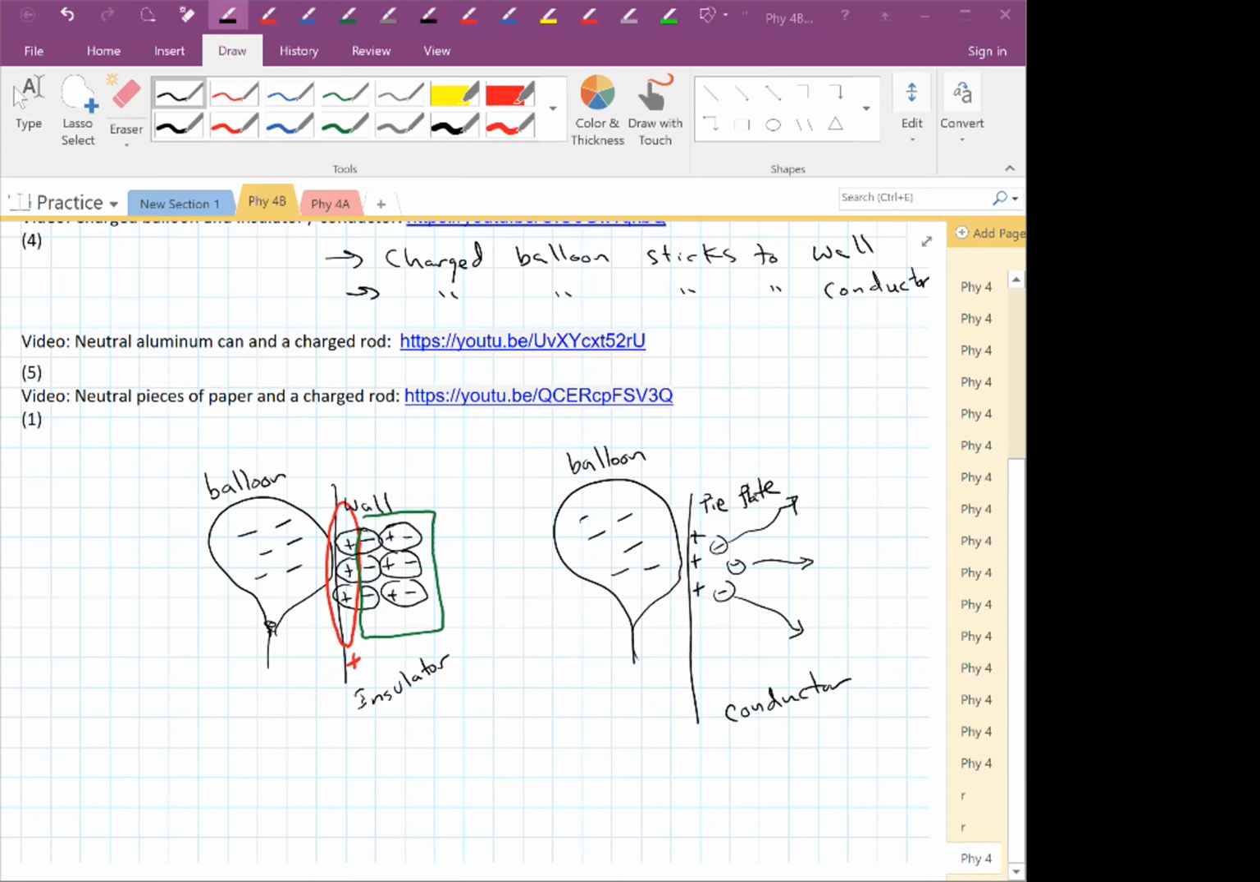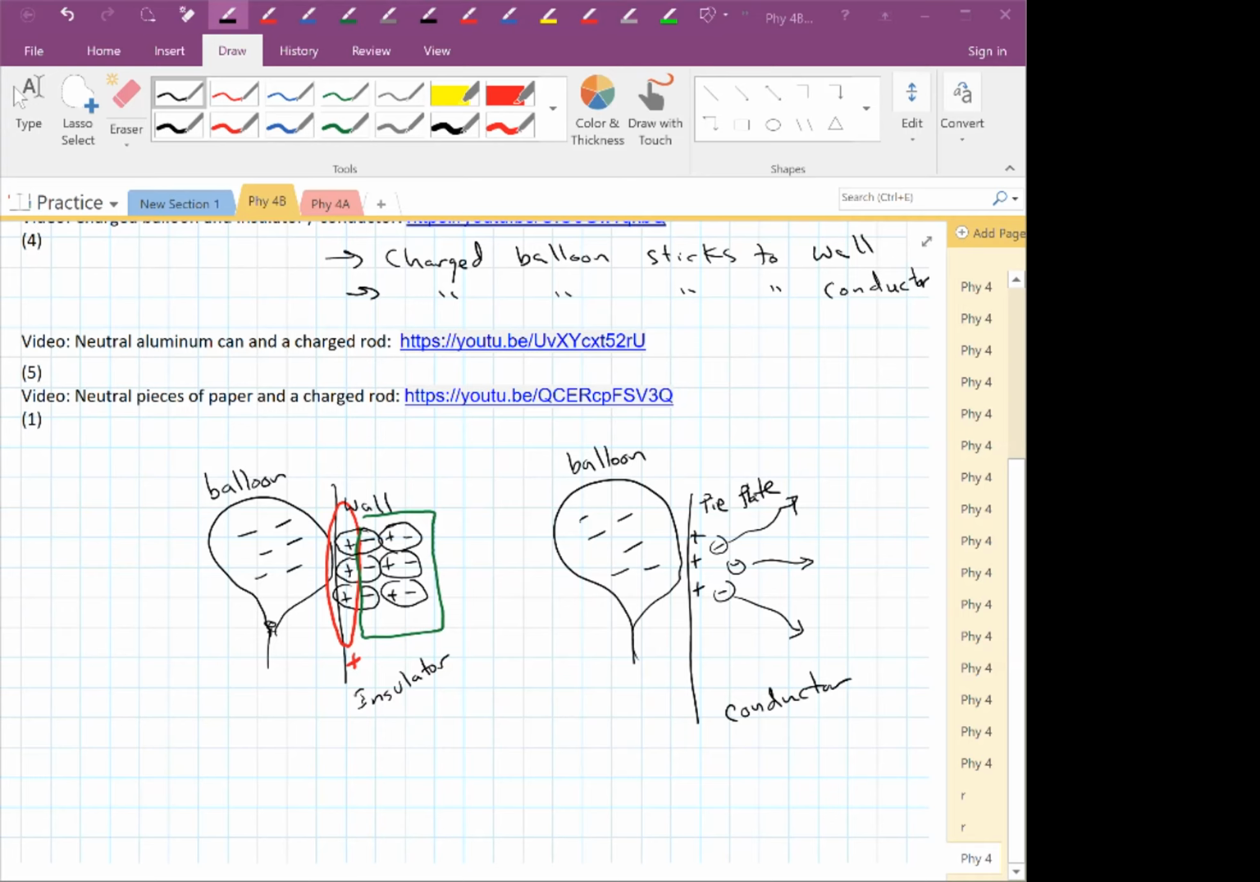Okay, hold on. Let's see, where were we? Yeah, the conductor should be a stronger attraction than the wall. Oh, okay. So I think one of the things coming up here, and maybe this was one of the things we were thinking about earlier, is that the balloon is an insulator.